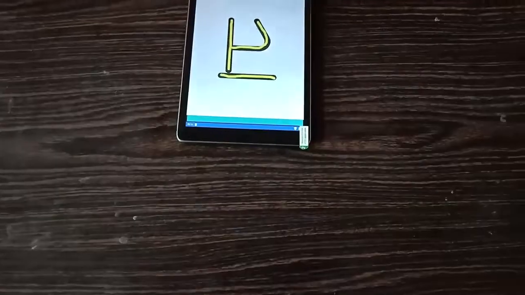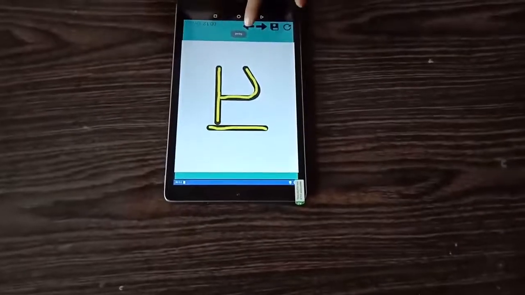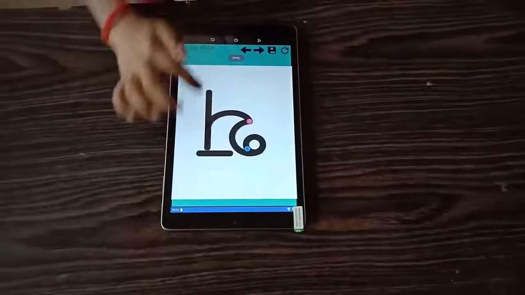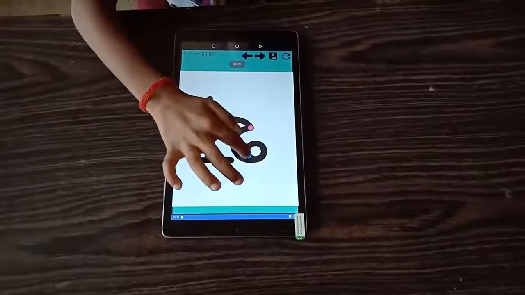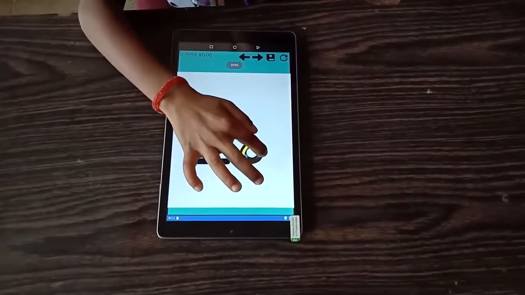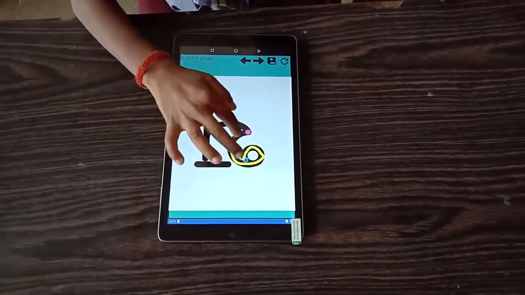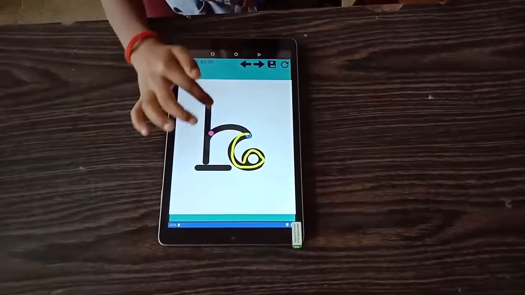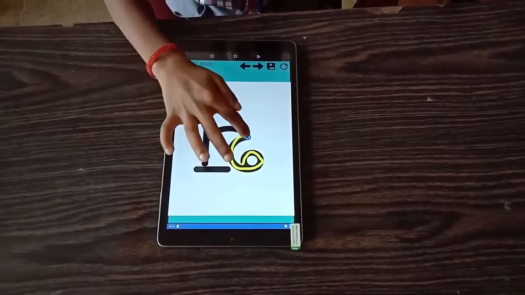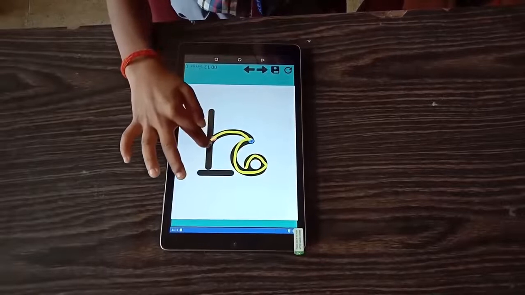Level 1, where we have a tracing task. Each of the Hindi letters appears on the screen with a blue and a pink dot. The child is only told that this is a tracing task. You have to put your finger on the blue dot and extend it up to the pink dot. With each step, when the child progresses the tracing task, a yellow line appears.